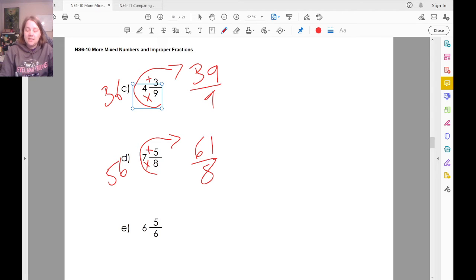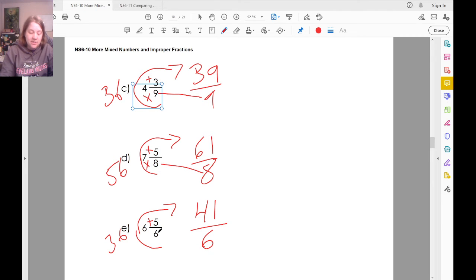And then down here, 6 5/5. 6 times 6 is 36, plus 5 is going to be 41 over 6. Notice how the denominator stayed the same every time because we're cutting it into the same size pieces. The question that we have in the first part is telling us how many wholes and how many parts of a whole we have left. The next part is telling us just how many slices we have left. Just purely slices and how big each slice is.